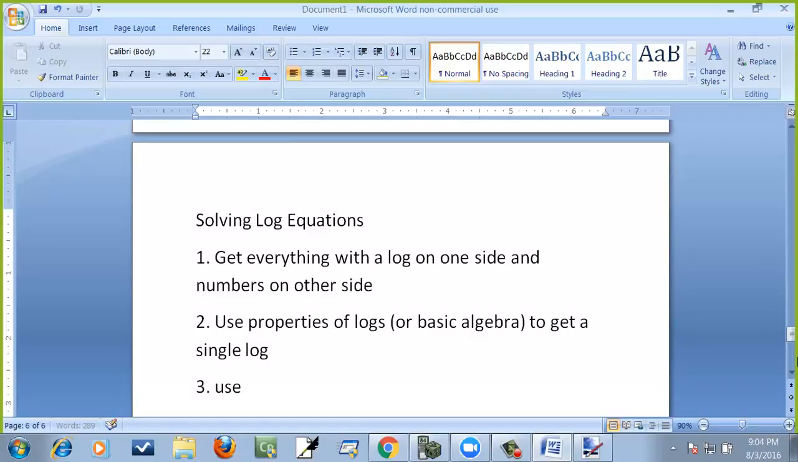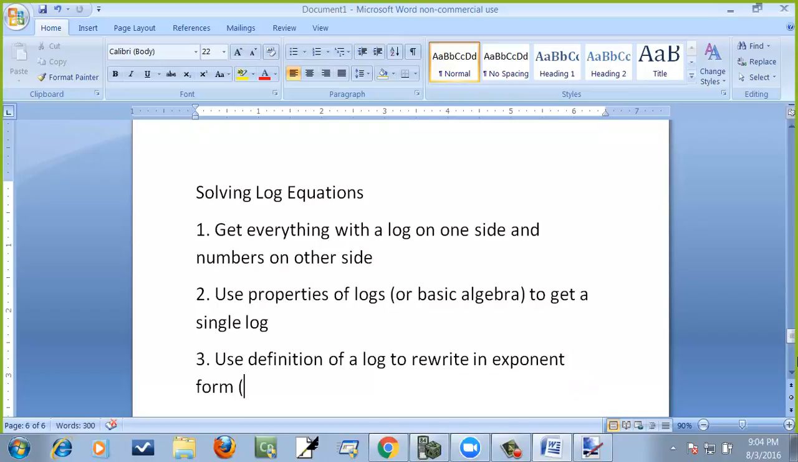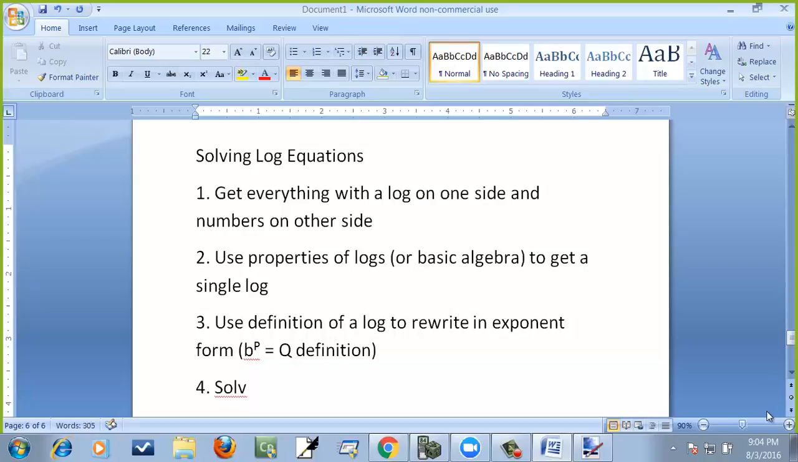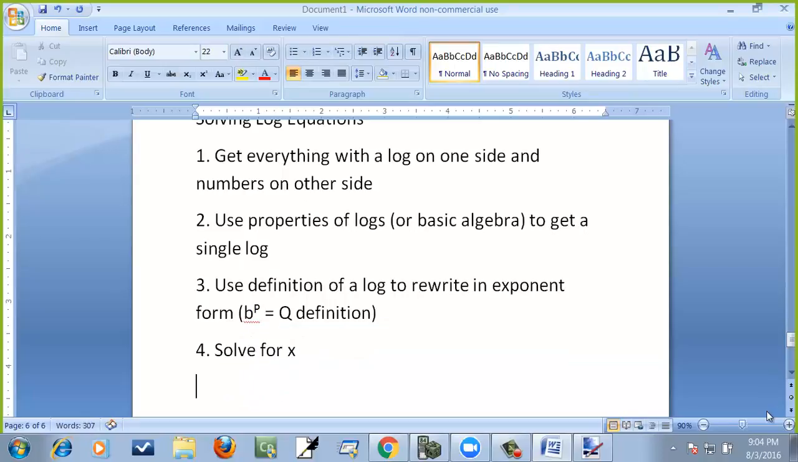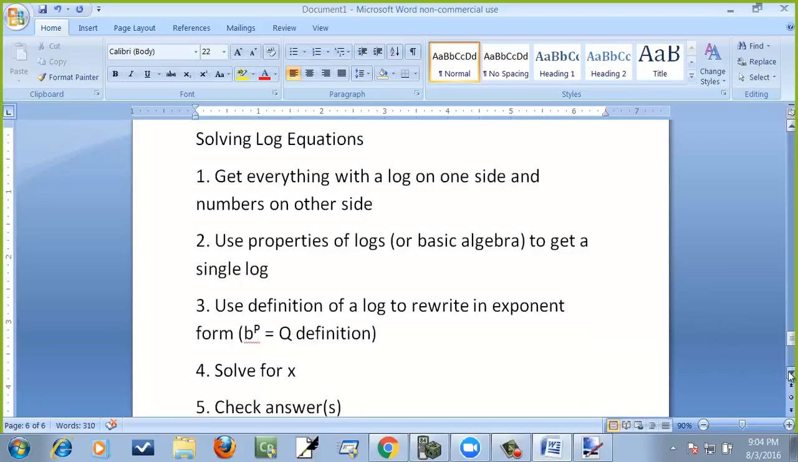Step 3. Use the definition of log to rewrite in exponent form. This is the b to the p is equal to q definition. Step 4, solve for x. And step 5, check your answers. Specifically, we just want to check to make sure we don't get log of 0 or log of a negative number. We don't have to fully check it, unless you just want to.